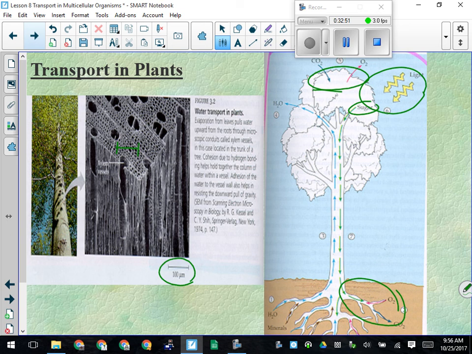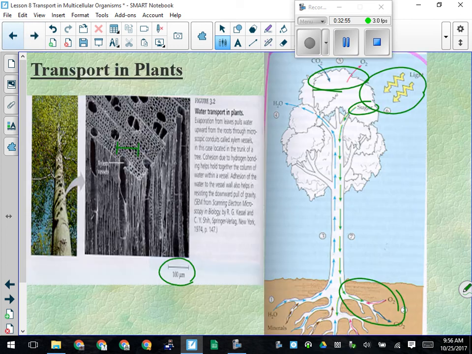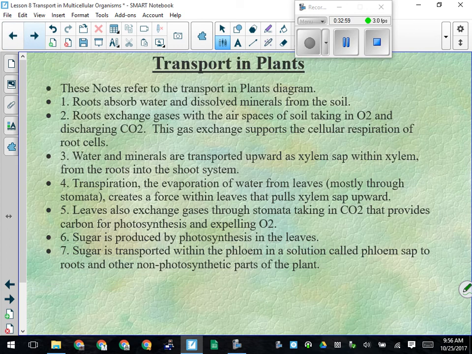All right, so on the next page there is just a list that goes with the numbers in that diagram. So you have both the diagram as well as the numbers. That's transport in plants. So roots exchanging gases, water and minerals being transported up. And remember that all of this water and minerals being transported up is caused by osmosis and the polar nature of water.